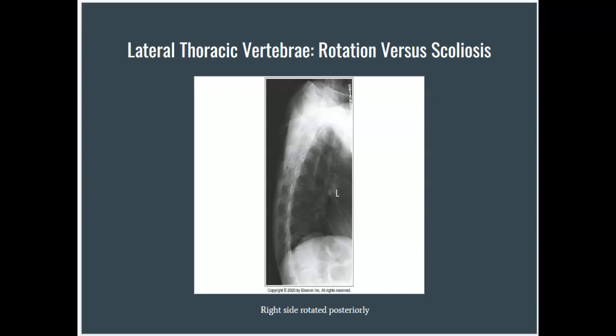So moving on from determining rotation versus scoliosis, let's talk about rotation in a lateral projection. It's very difficult to determine from a lateral projection which side of the patient was rotated anteriorly or posteriorly. However, if the patient was only slightly rotated, one way of determining which way the patient is rotated is to evaluate the amount of posterior rib superimposition here. As you can see, there's a very big amount of posterior rotation here.